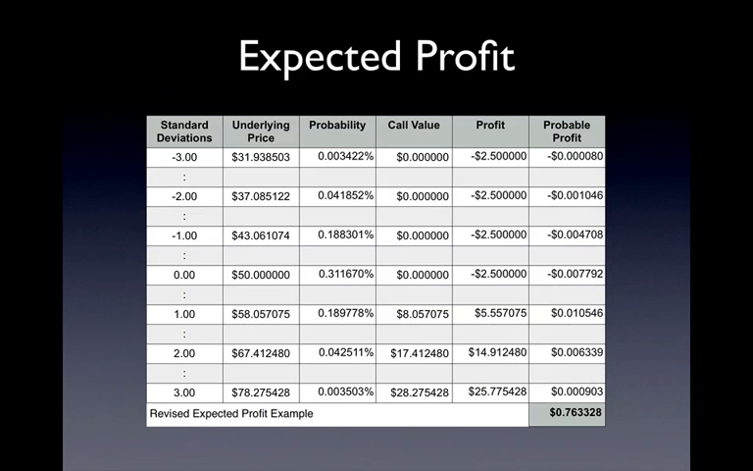This table shows a revision to the long call example. A new column showing the number of standard deviations has been added. So as the table shows, this long call still has a positive expectation. If a trader could buy a call like this many times, on average, a profit of $76.33 per contract would be expected.